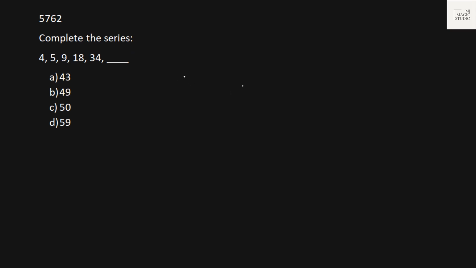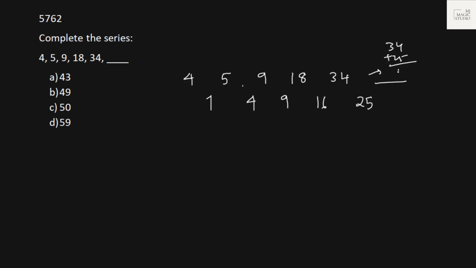One more from number series. 4, 5, 9. Okay, while I'm reading it, I can get the hint. Gap 1, 4, 9, then it is 16. Gaps are the squared numbers of the first n natural numbers. After 16, it should be 5 square, that is 25. Missing numbers should be 34 plus 25, that is 59. Option D is the pick.